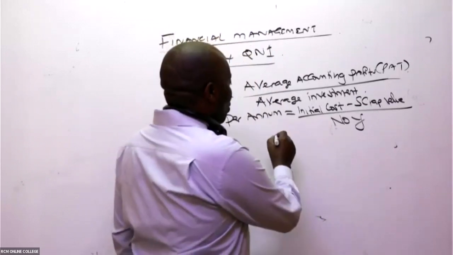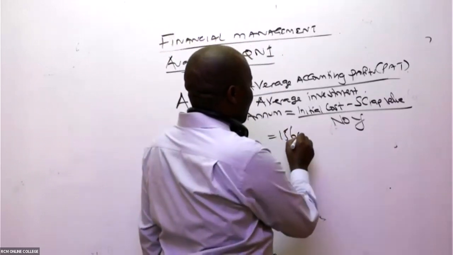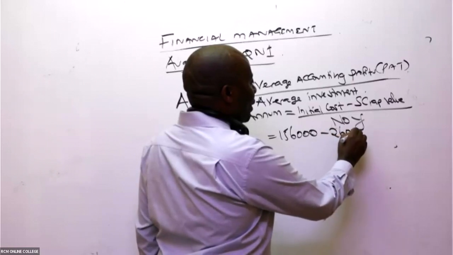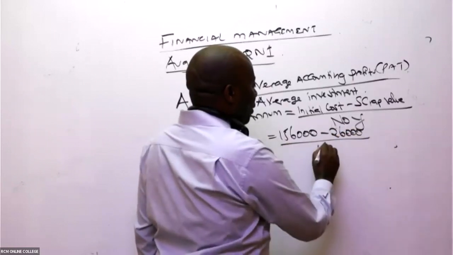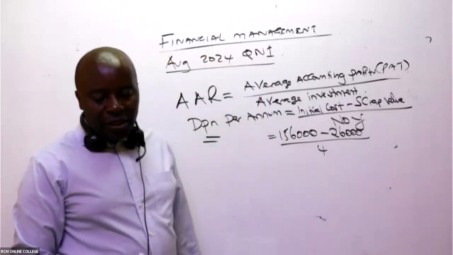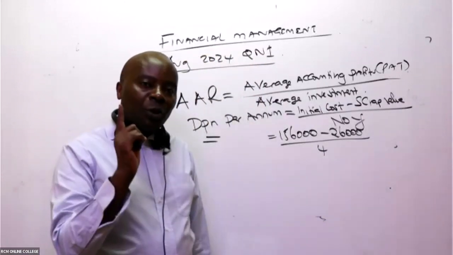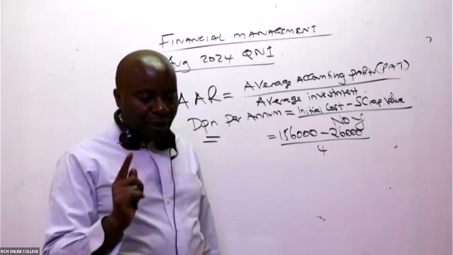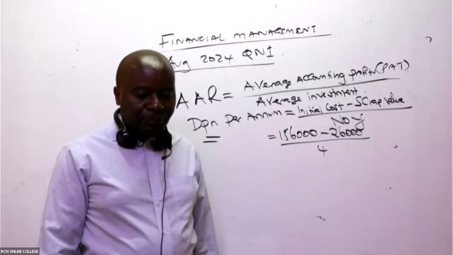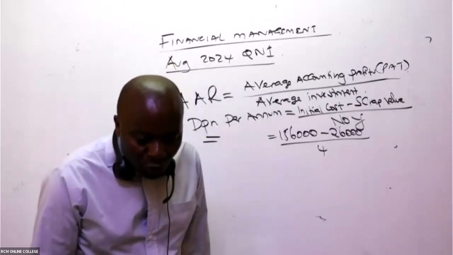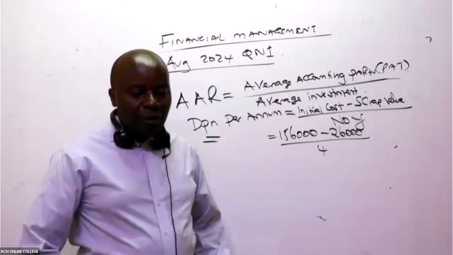So we have here the initial cost of the machine, 156,000, minus the scrap value, which is 26,000. The number of years, they told us that this particular asset is a 4-year asset. So are you able to give me the depreciation per annum here? Yeah, according to Tunde, it is 32,500.